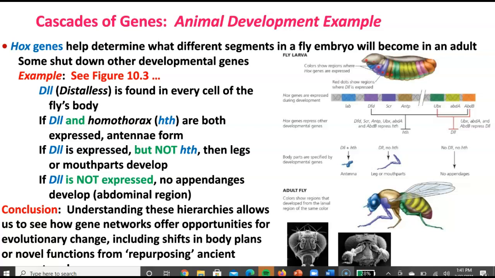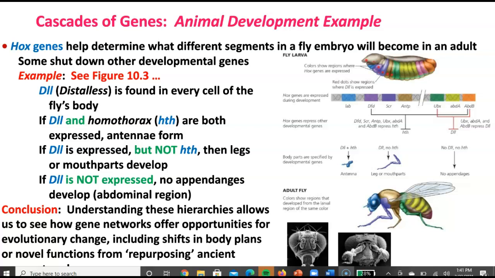So for example, if the gene Distal-less and the gene homothorax, HTH, are both expressed in certain cells, then antennae will form. If Distal-less is expressed, but homothorax is not expressed, then legs or mouth parts will develop. If Distal-less is not expressed at all, then we won't see any appendages develop.